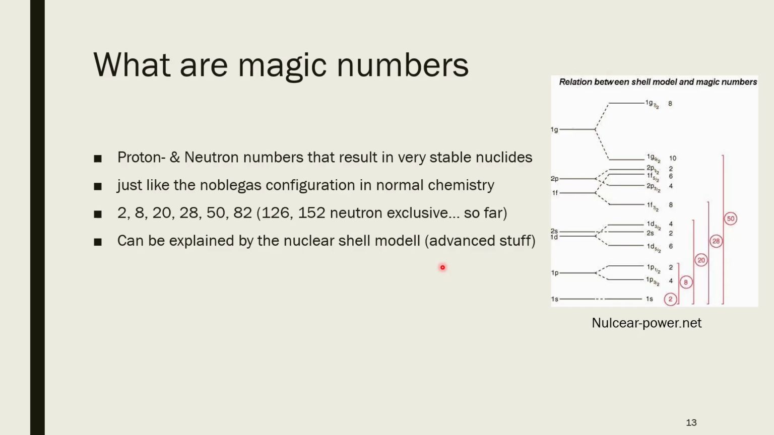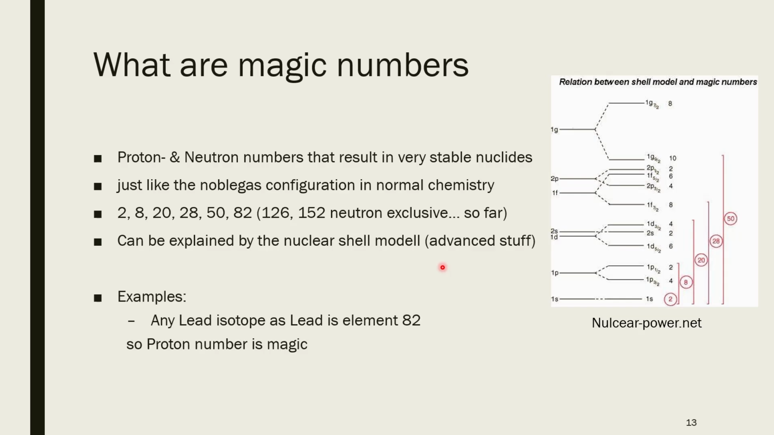For example, any lead isotope is a magic nucleus because lead is element 82, so the proton number will always be a magic number. This is quite interesting, but I would take it with a grain of salt. It explains some stability, but it doesn't come close to getting the whole picture on why and how stable an atom is. We will come back to that in the next slide.